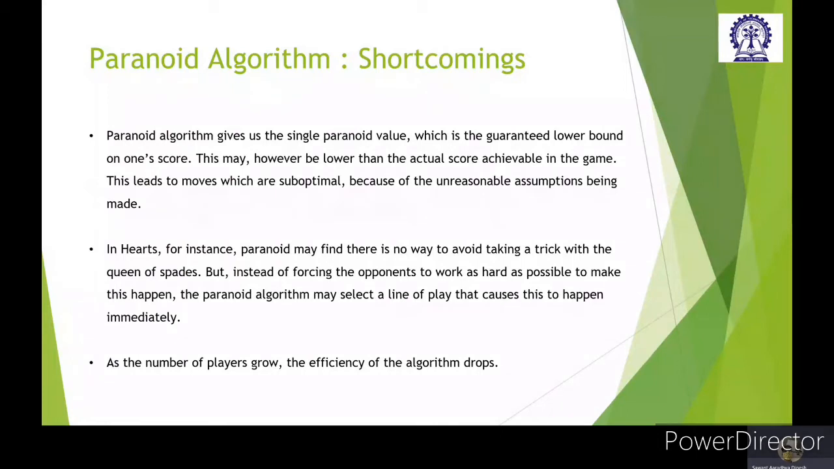For example, in the Game of Hearts, a paranoid player may conclude that there is no way to trick other players with the Queen of Spades. But instead of forcing the opponents to work as hard as possible to make this happen, the algorithm may select a line of play that causes this to happen immediately. As the number of players increases, the coalition dominates the root player, which leads to more suboptimal play and less efficiency.